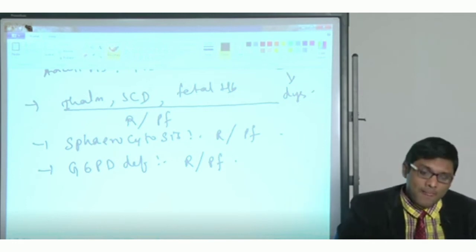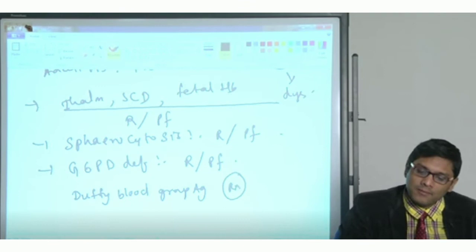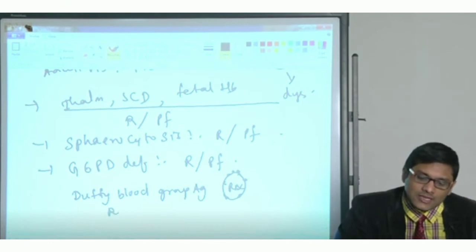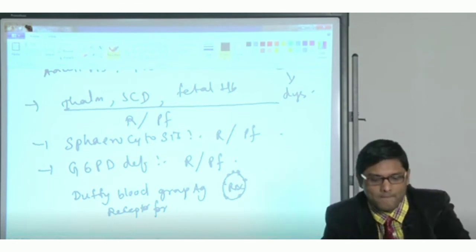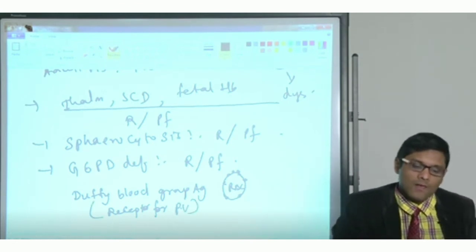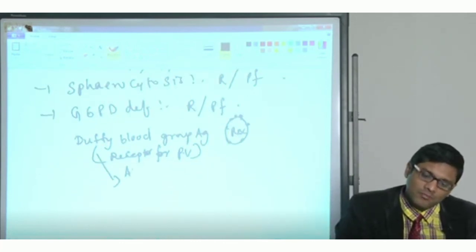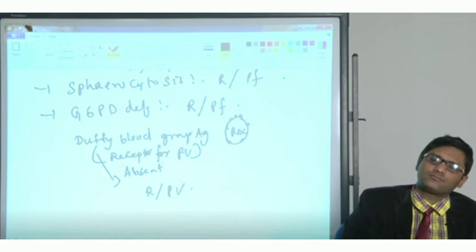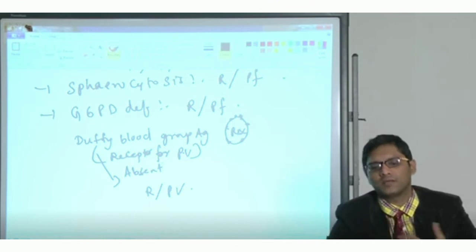Similarly, for Vivax, the Duffy blood group antigens are important. The Duffy blood group antigens are present over the RBC membrane. Those antigens are the receptor for Vivax. So if an individual is Duffy negative, if these Duffy blood group antigens are absent, then those individuals will be resistant to Plasmodium vivax infection. So these are the various associated conditions where the risk of Plasmodium infection is altered.